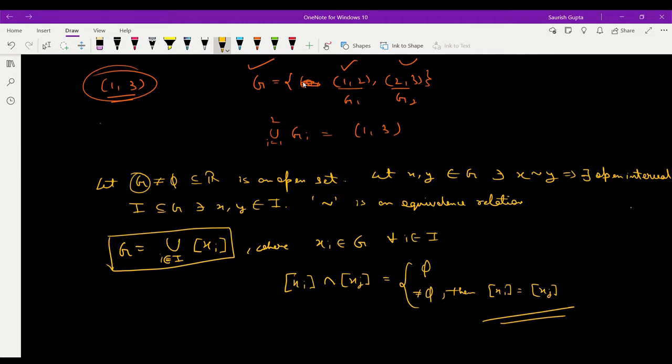What we need to do now is to check whether each of these equivalence classes is an interval or not, and whether there exists a countable family of such equivalence classes. This will give us the proof. So let us do so.